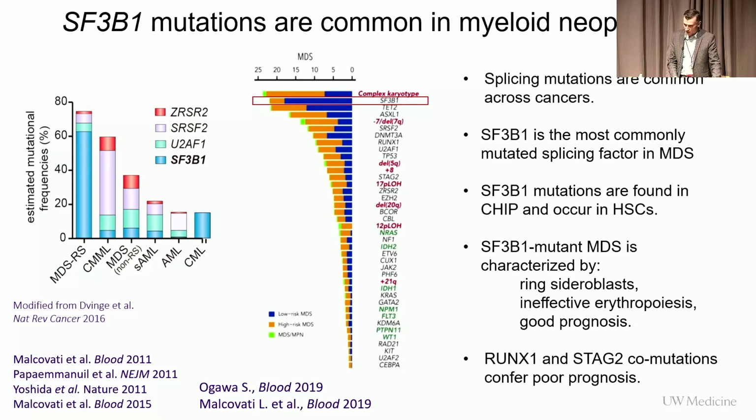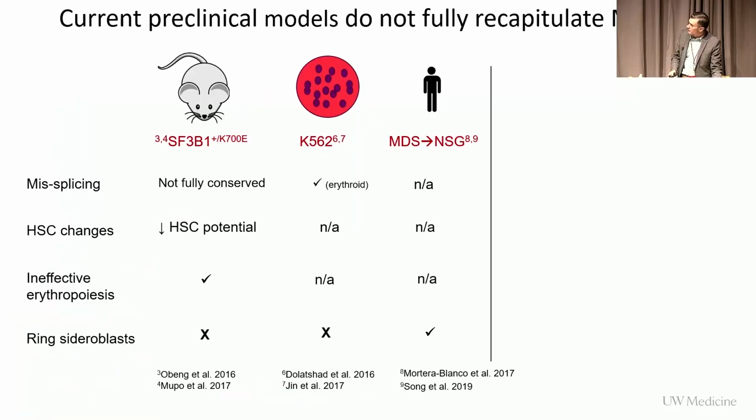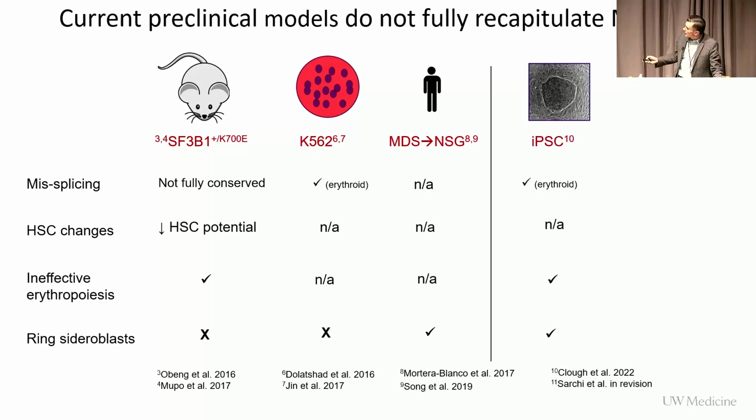We started modeling this early on because, as you know, many of the models that have been previously developed, for example the knock-in mouse models or the human cell line models, don't recapitulate some of the features we were looking for in this disease. For example, the presence of ring sideroblasts, which is a hallmark feature of this disease that hadn't been previously captured in these models, and that's what motivated us to start developing these models.